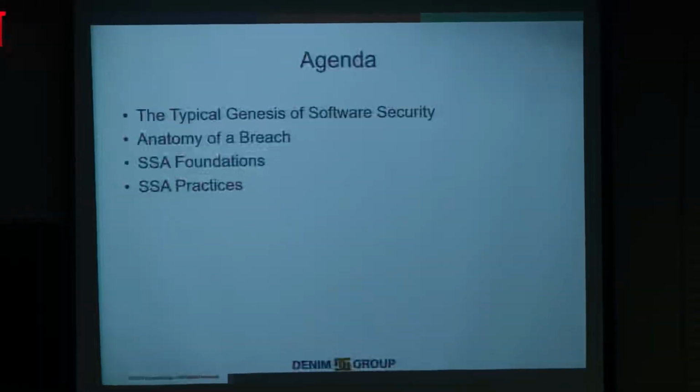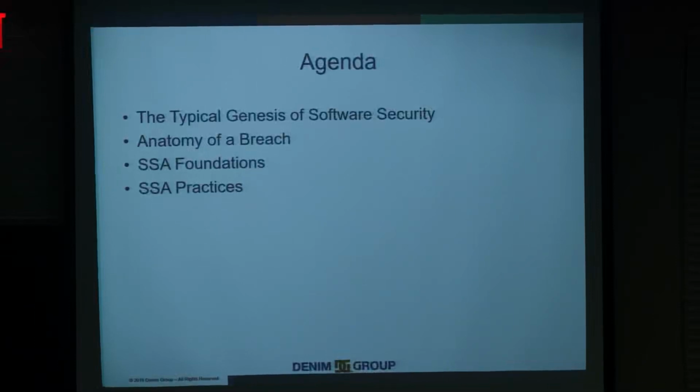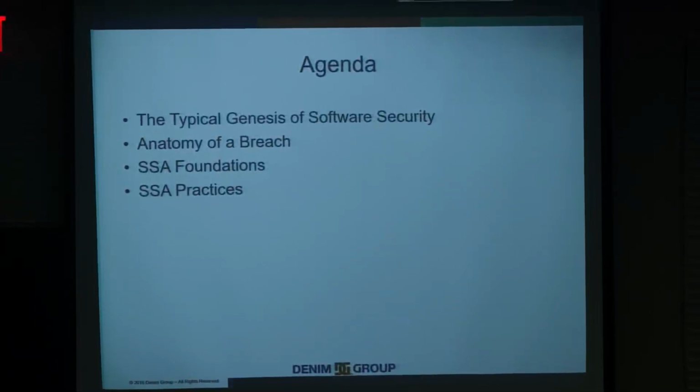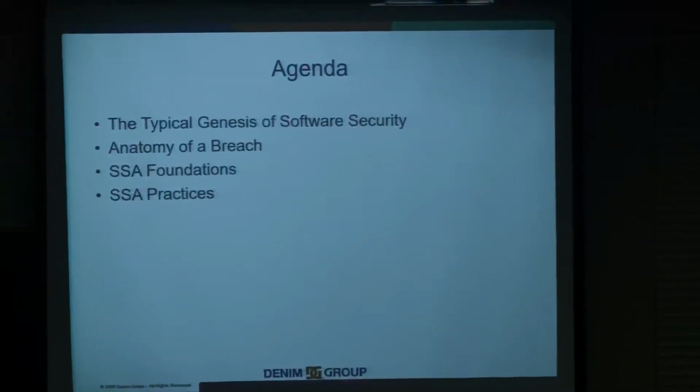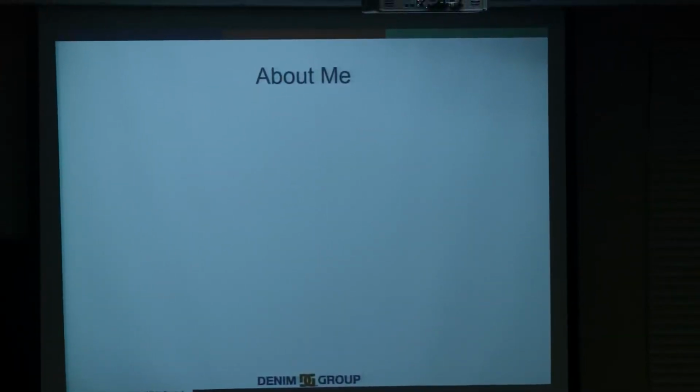Here's the agenda of what we're going to talk about. There's going to be some topical overlap with the previous purple team talk. So we're going to go over the typical genesis of software security, the anatomy of a breach, and some SSA foundations and practices.